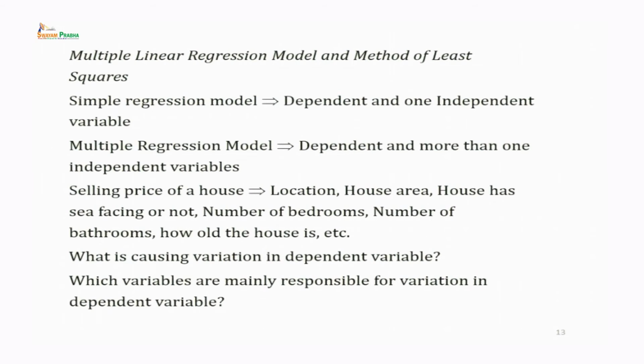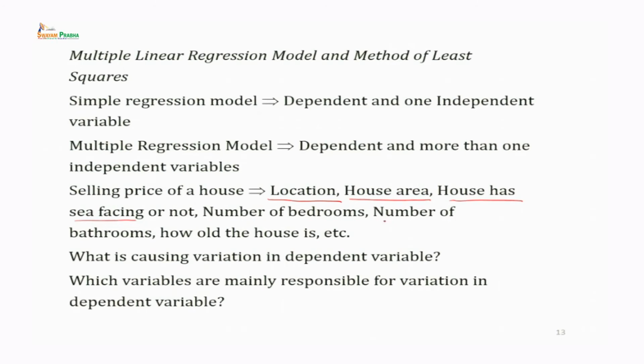For example, if you take the selling price of a house, the selling price depends upon so many variables. It depends upon the location of the house, it depends upon the carpet area of the house, whether the house is sea facing or not, or has some other beautiful facing, in some lake or some hill like that. The number of bedrooms the house has, the number of bathrooms the house has, how old the house is, etc. So many variables are going to affect the selling price of a house.